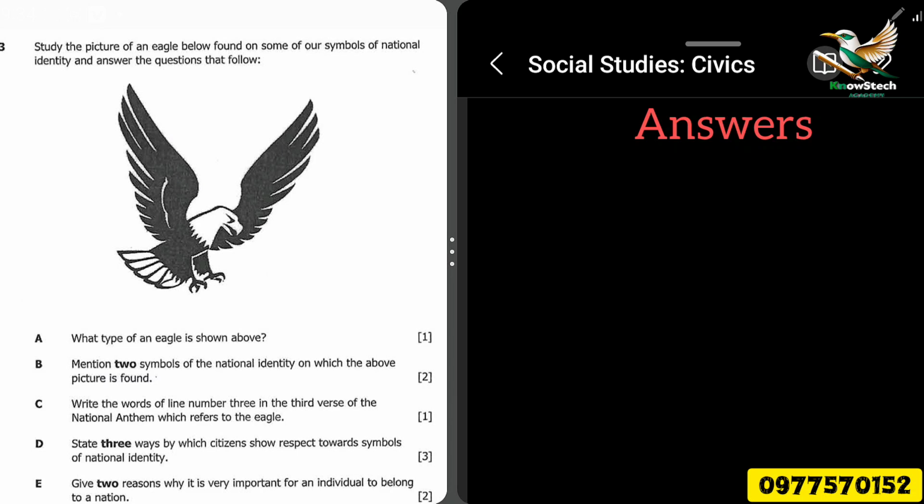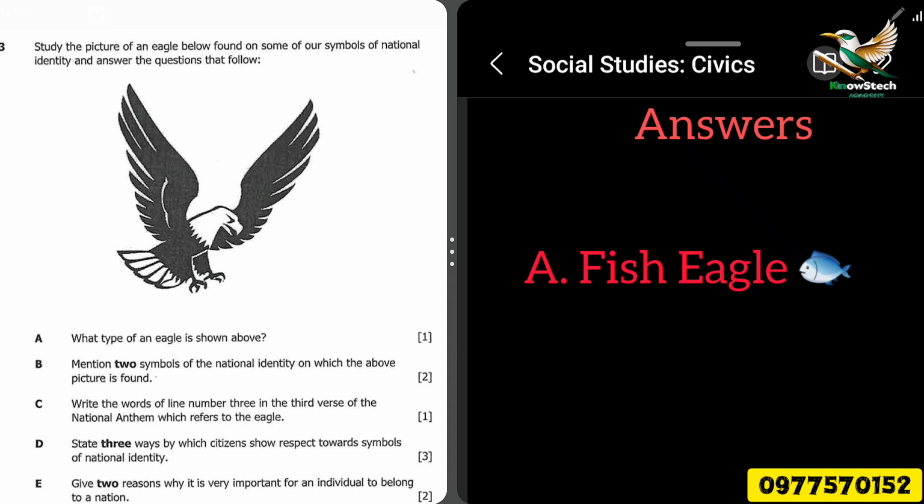The question reads, study the picture of an eagle below found on some of our symbols of national identity and answer the questions that follow. What type of an eagle is shown above? So this is the fish eagle. Okay, this is the fish eagle.